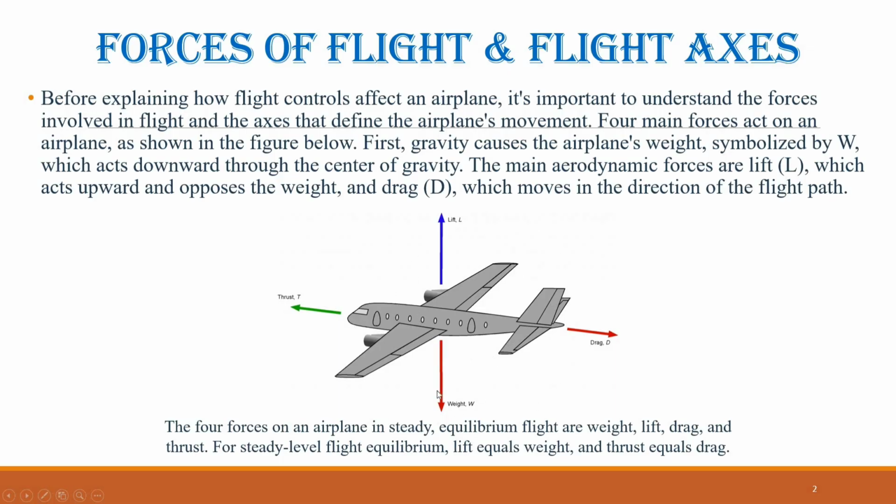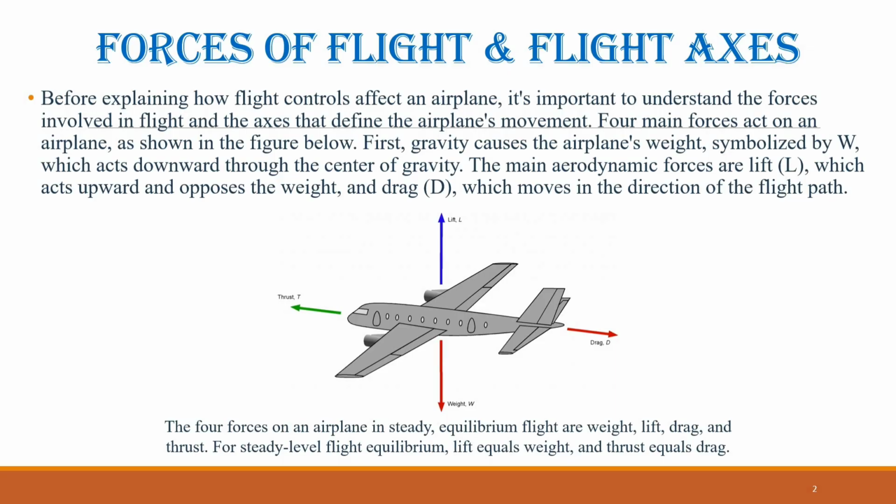First, gravity causes the airplane's weight, symbolized by W, which acts downward through the center of gravity. The main aerodynamic forces are lift, L, which acts upward and opposes the weight, and drag, D, which moves in the direction of the flight path. The key to flight is the lift generated by the wings, so understanding the aerodynamic properties of the wings is crucial in airplane design.